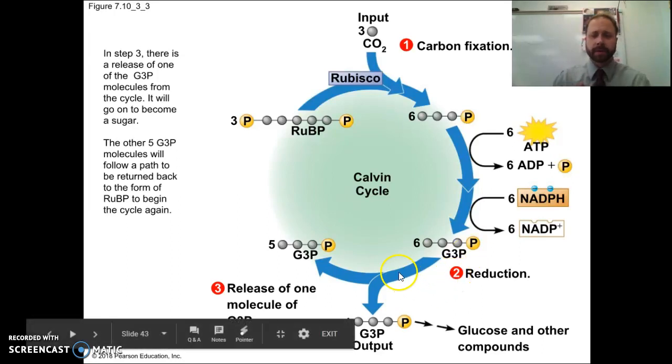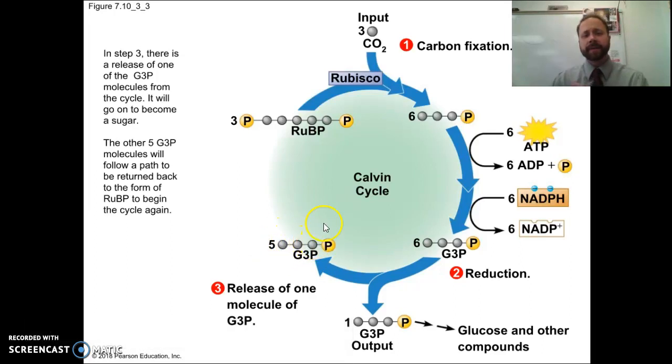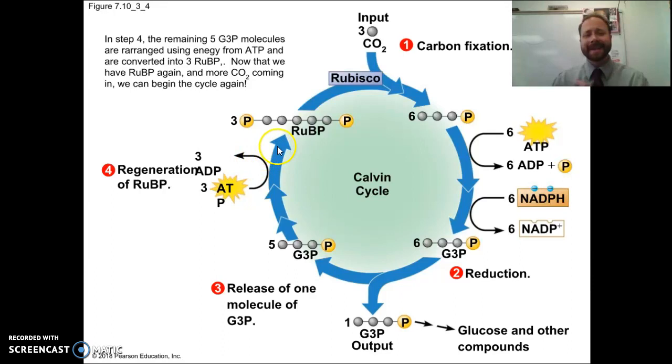So we're going to take one of those 6, and then we'll get 5 left over. Those 5 will be rearranged again with some energy of the ATP and put back into a rearrangement of RuBP. So let's take a look here. 5 times 3 is 15. 3 times 5 is 15. Again, we're just rearranging. So we do this, and then it goes back into the cycle. Rubisco grabs those 3 and grabs 3 more carbon dioxide and does it again. All right, so this whole process is to make that glucose.